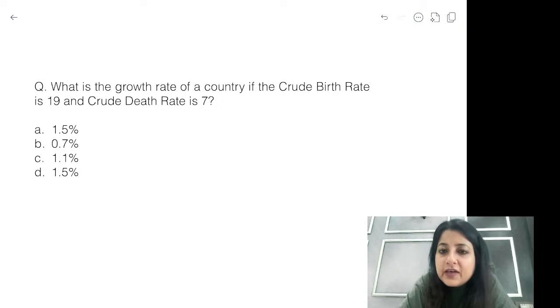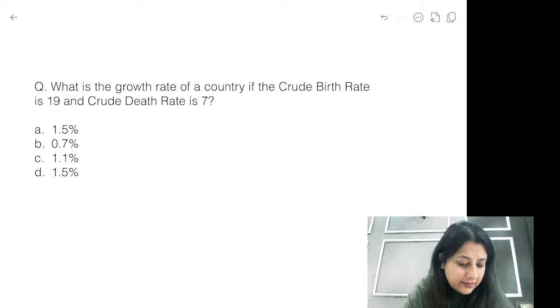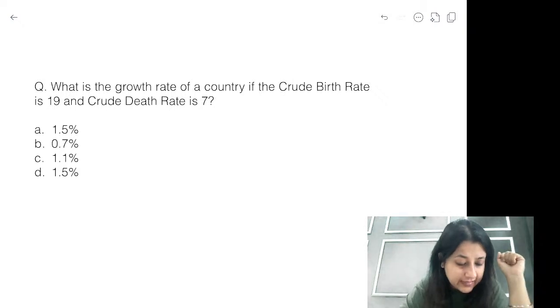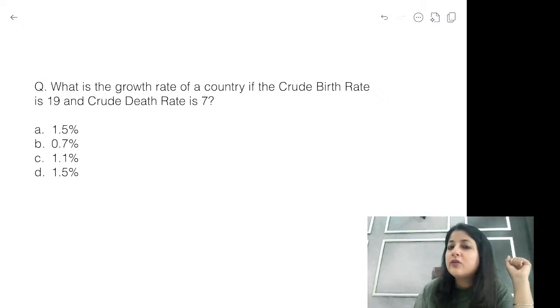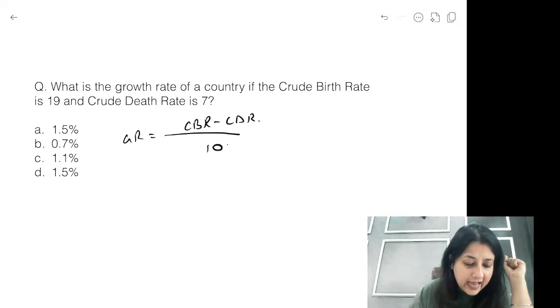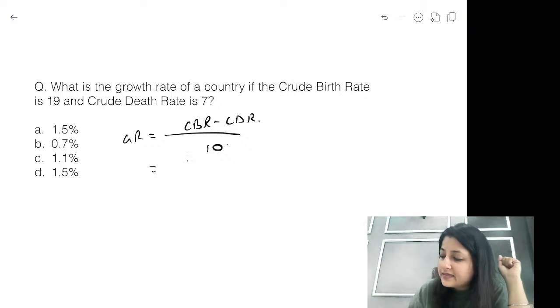What is the growth rate of a country if CBR is 19 and CDR is 7? I told you in these sessions we will be doing numericals because now numericals come, and we are not going to leave any numerical undone. We'll try to cover maximum questions so that you have that confidence for your exam. So tell me, what did I ask you? Growth rate. The formula for the growth rate of a country is CBR minus CDR upon 10. Annual growth rate of a country is CBR minus CDR upon 10.